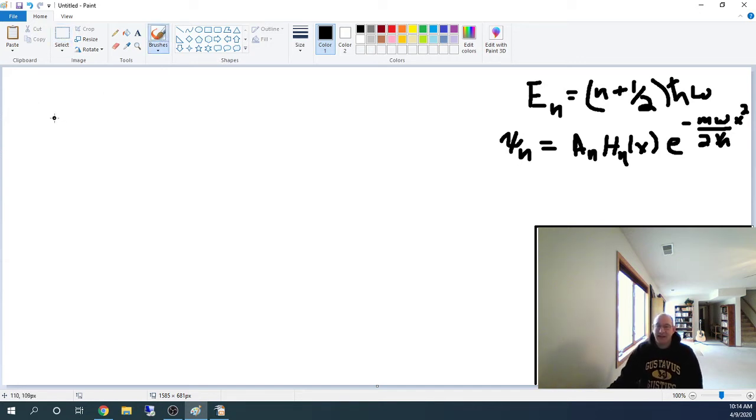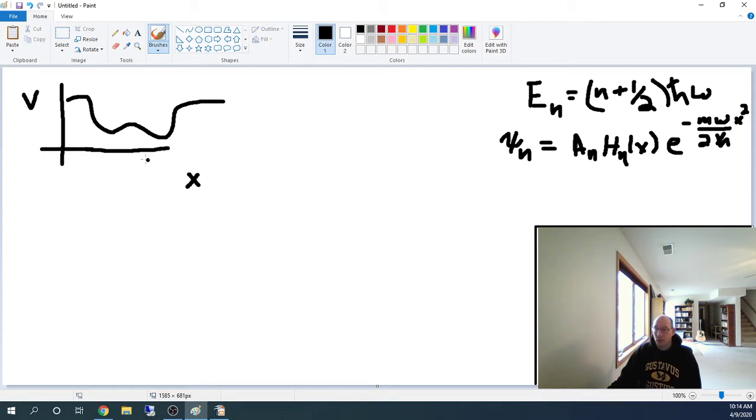Let's say that I have any old potential that an electron can experience, and maybe I'll just draw a random one. So let's say the potential energy that an electron experiences as it moves in position is just a really weird one. It dips down, then it goes up, and then it goes down again, goes back up, and whatever that is. This spot right here, I'll mark with a red dot. So there's a minimum.